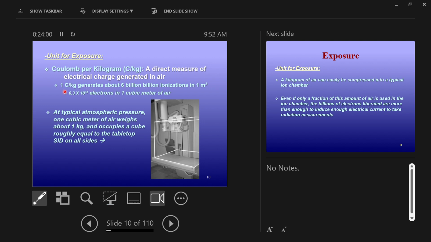If you doubled that, then you made 2 coulomb per kilogram of exposure. If you made half that, you made a half of a coulomb per kilogram. That's the idea. So it's an amount of electric charge generated in air based on an amount of radiation exposure. This is the way we express it. By the way, when I stated a cubic meter of air weighing 2.2 pounds or 1 kilogram, that's at typical atmospheric pressure.